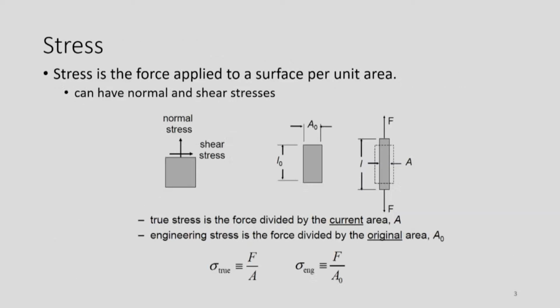But as said, the most basic quantities that we calculate are stress and strain. Stress we calculate from force over area. There are two stresses: true stress and engineering stress. True stress is force divided by the current area.